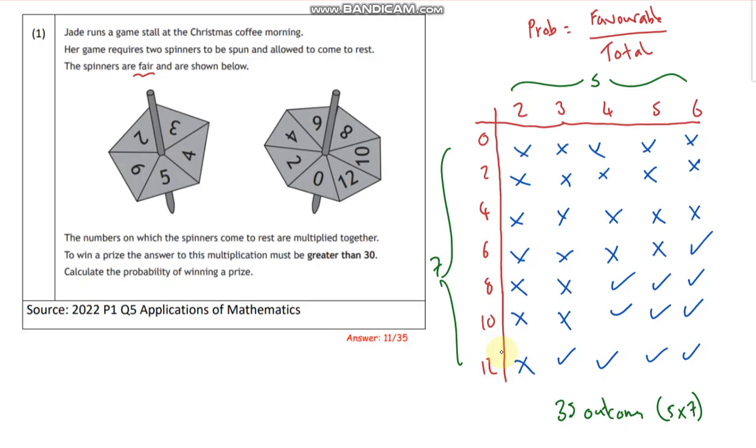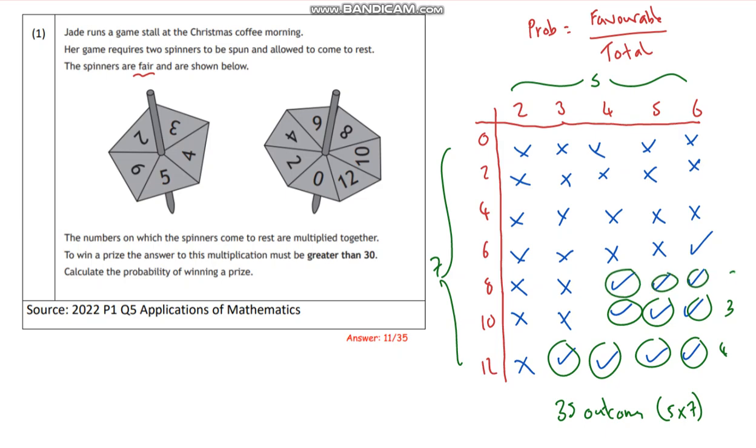So it says, what's the probability of winning a prize? Well, I've got 1, 2, 3, 4 chances there. I've got 3 chances here, 3 chances here, so that's me up to 10. And then 1 there, so I've got 11 chances of winning. In fact, I did need the total number of outcomes in the end. So the probability of winning is 11 out of 35.